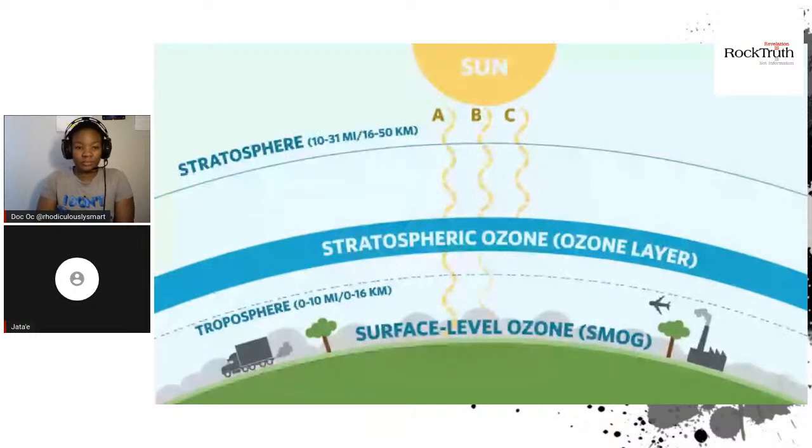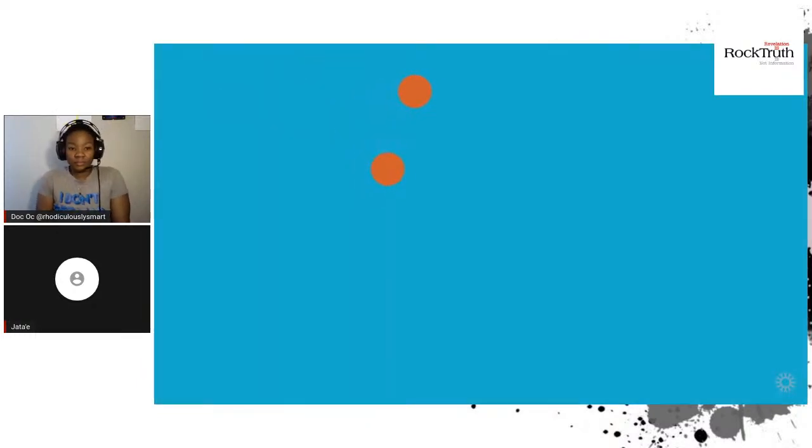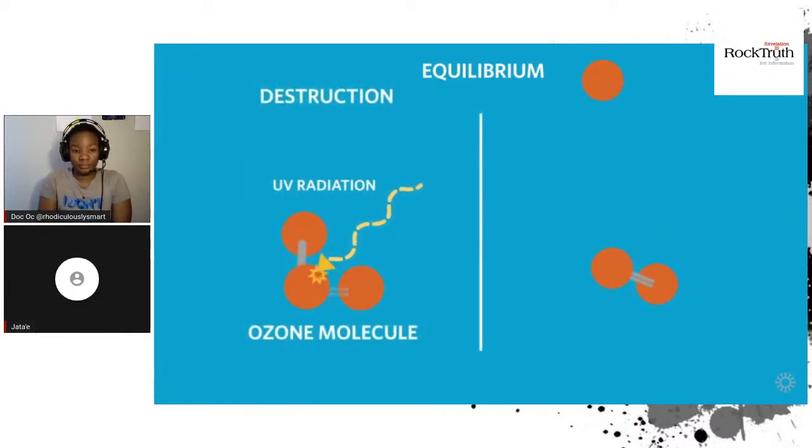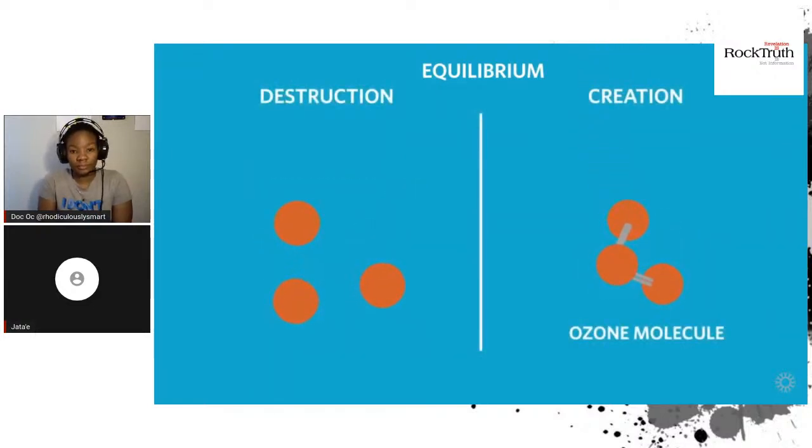In the stratosphere, UV radiation breaks up oxygen molecules into free oxygen atoms. These free atoms bond with other oxygen molecules to form ozone. UV radiation is also absorbed by ozone molecules. This breaks ozone apart into oxygen molecules and single, very reactive oxygen atoms. This system is in balance, or equilibrium, because both the destruction and creation of ozone happen at the same rate.